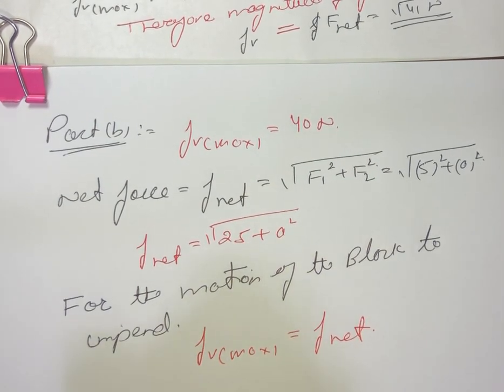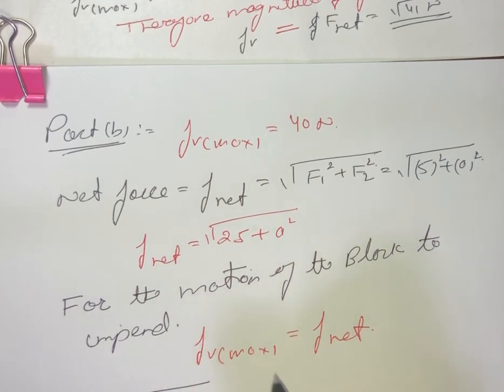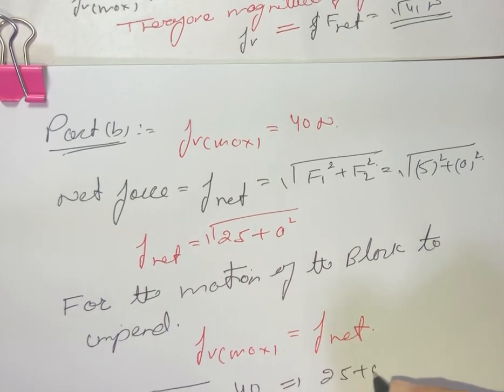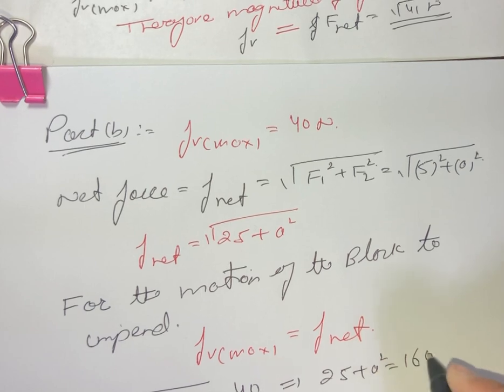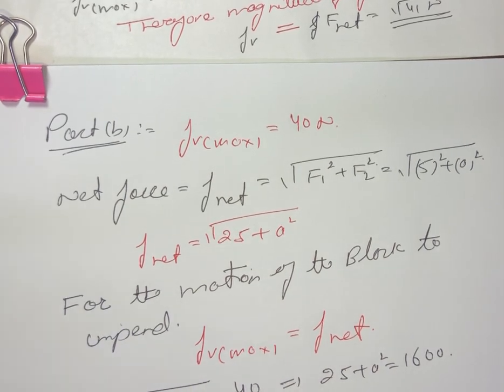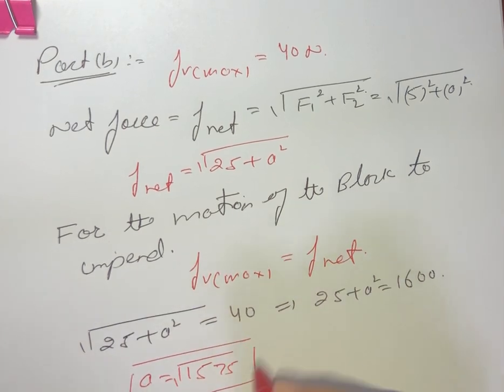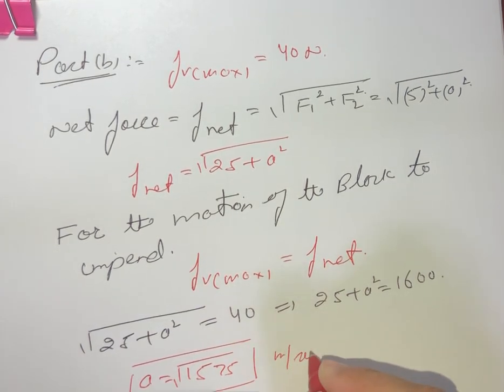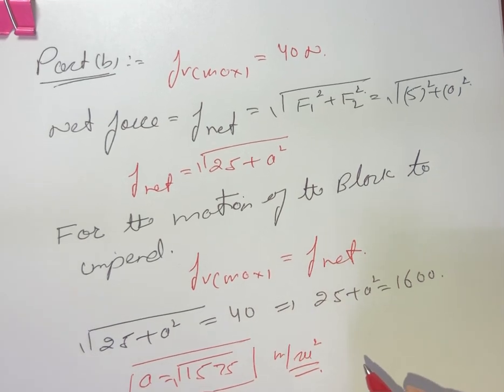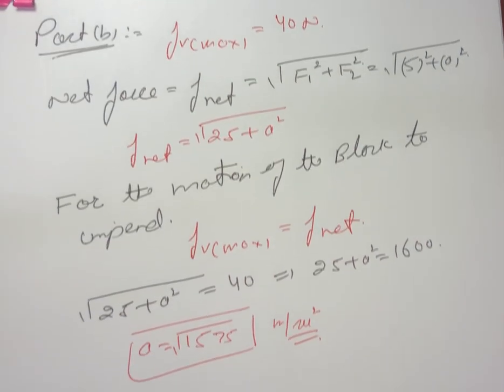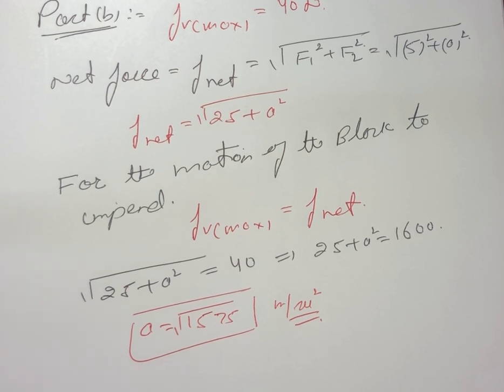We can say that 25 plus A square, its square root should be equal to 40. We can say 25 plus A square should be equal to 1600. If you solve it, we get A is equal to square root of 1575 meter per second square. Okay, so this is the final answer. Thank you.